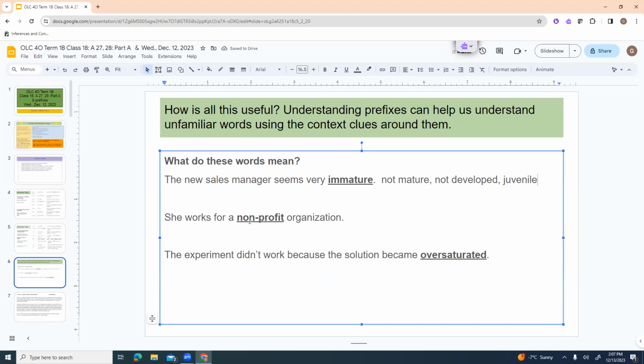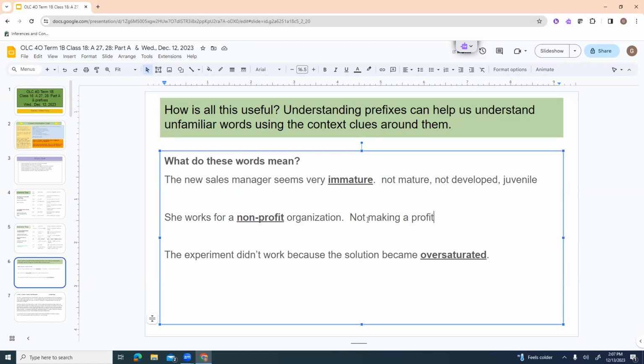She works for a non-profit organization. Well, profit means making money. A non-profit means not making a profit. So something like the Red Cross would be a non-profit organization, or the soup kitchen might be non-profit, right? They're not there to make money. They get their funding from elsewhere. They're just there to provide a service.